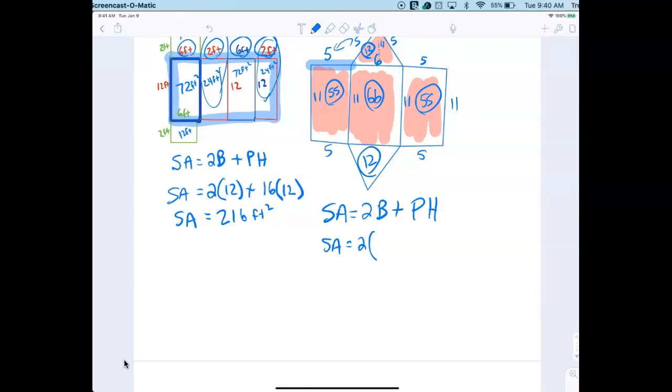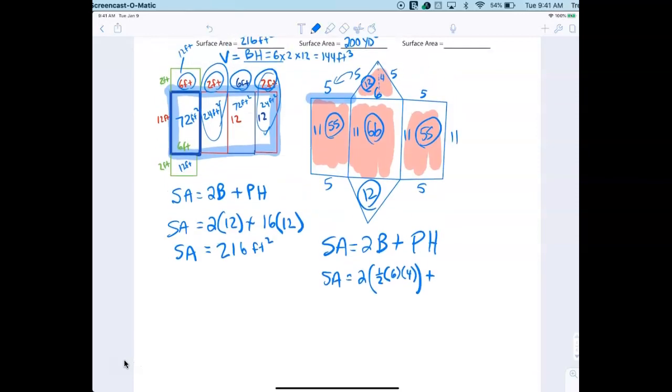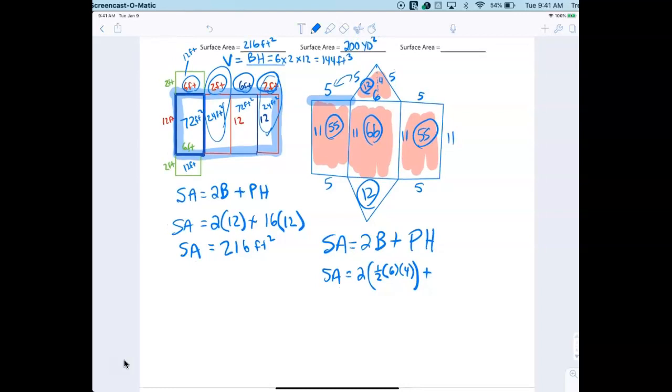What's the shape? A triangle. So we would do 1/2. What's little b? 4. What's the base of the 6? What's the height? 4. Plus, what's the perimeter of the base? 16. What's the height of the prism?